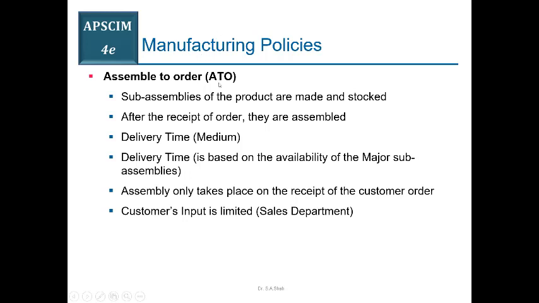In production to order, whenever an order is received from the customer, the company will make the product. A similar case is here in ATO, assemble to order. In assemble to order, the sub assemblies will be made in advance for the products, and whenever an order is received from the customer, the company then assembles the whole product, because it is easier to maintain the sub assemblies compared to a full fledged product.